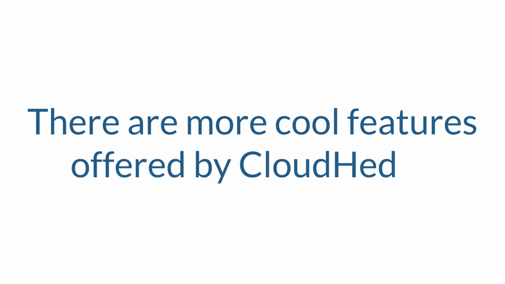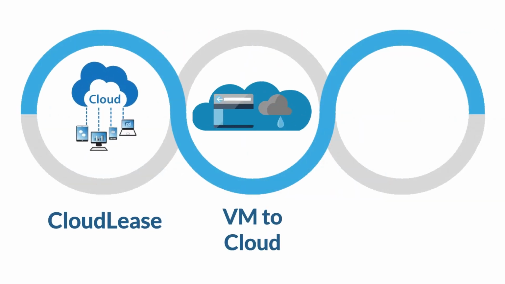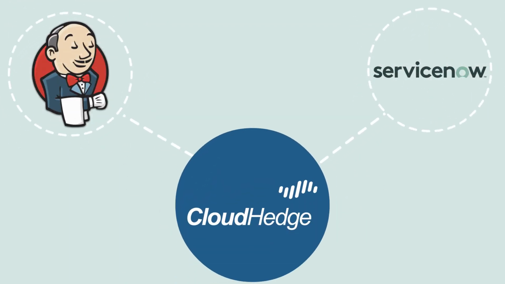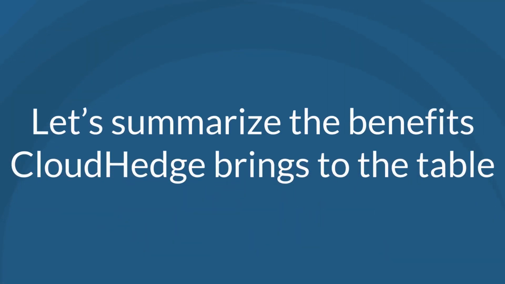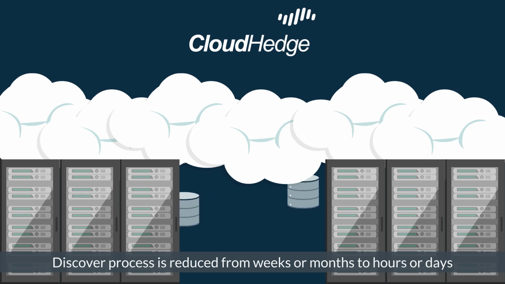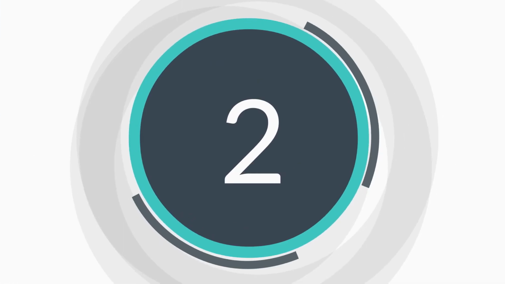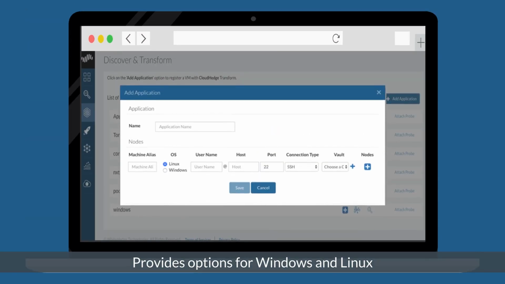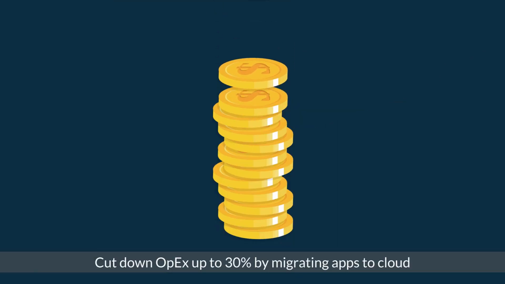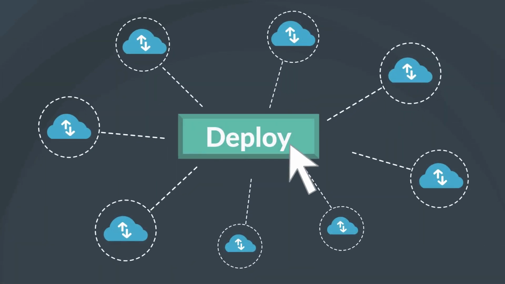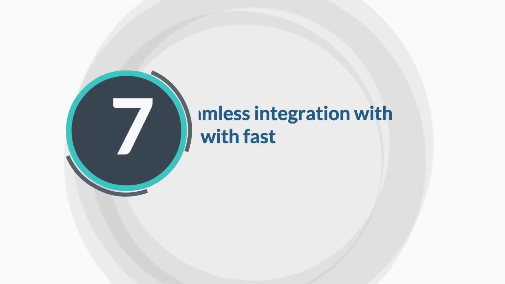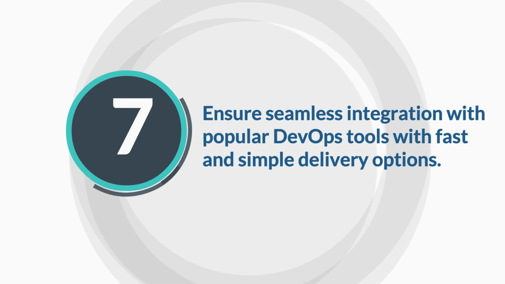There are more cool features offered by CloudHedge, for example, Cloud Lease, VM to Cloud, creating HA environments, integrating with Jenkins, ServiceNow, etc. Let's summarize the benefits CloudHedge brings to the table. 1. Discover process is reduced from weeks or months to hours or days. 2. Significant time saving in creating a Docker image. 3. Provides options for Windows and Linux. 4. Cut down OpEx up to 30% by migrating apps to cloud. 5. Faster deployment across multiple clouds and scalability. 6. Harness the benefits of containers and Kubernetes. 7. Seamless integration with popular DevOps tools, fast and simple delivery.